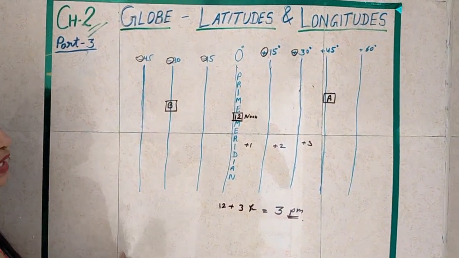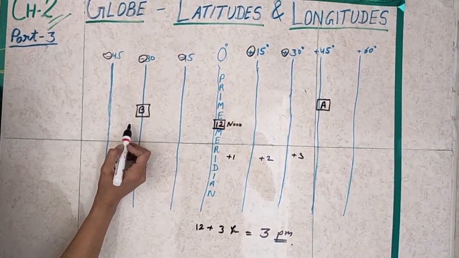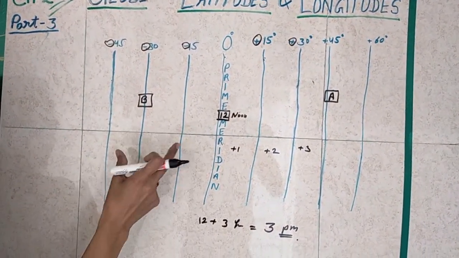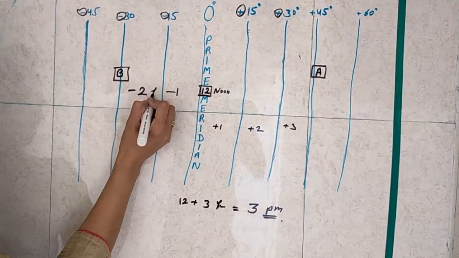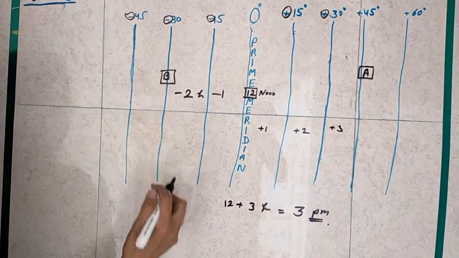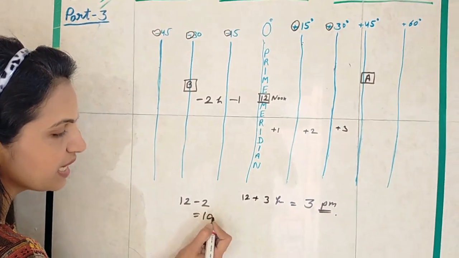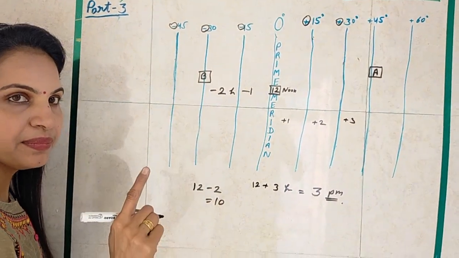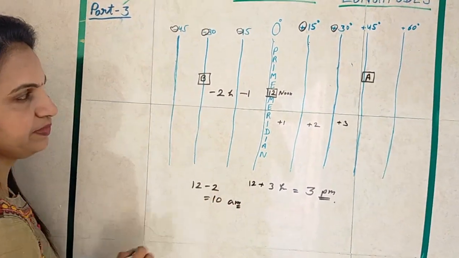Okay. Now come to place B. Because it is in the west direction, we have to reduce the time. What's the time difference? Minus 2 hours. So if there is 12 noon there, what will be the time here? 12 minus 2 is equal to 10 a.m. Mention it here, 10 a.m.